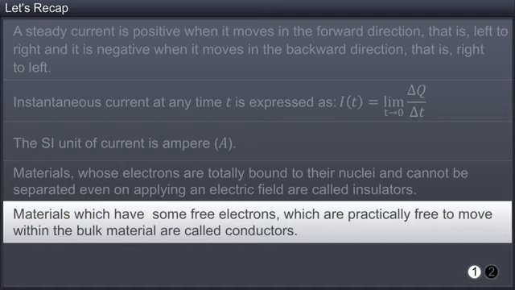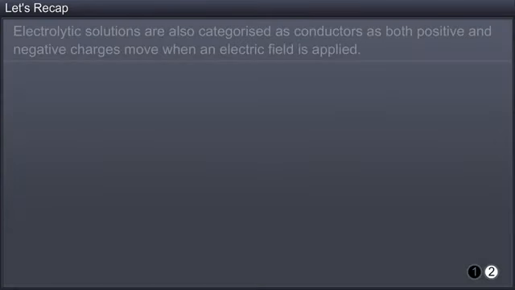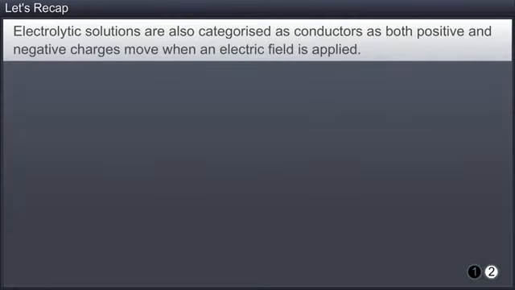Materials which have some free electrons, which are practically free to move within the bulk material, are called conductors. Electrolytic solutions are also categorized as conductors, as both positive and negative charges move when an electric field is applied.